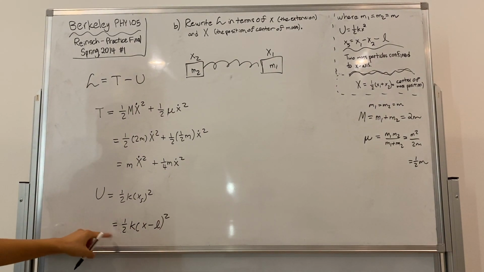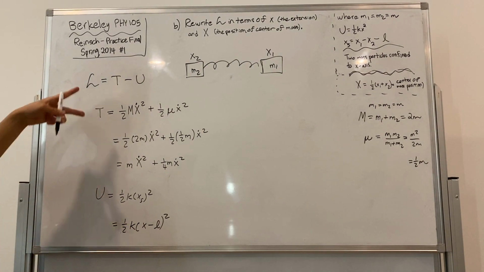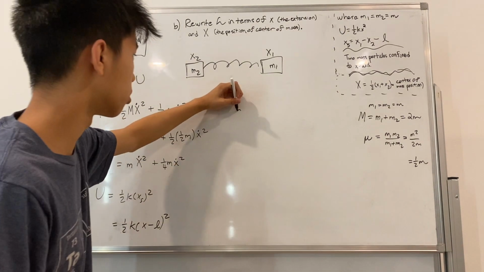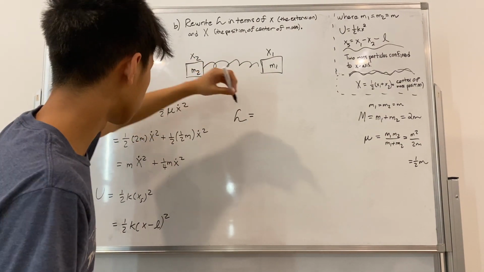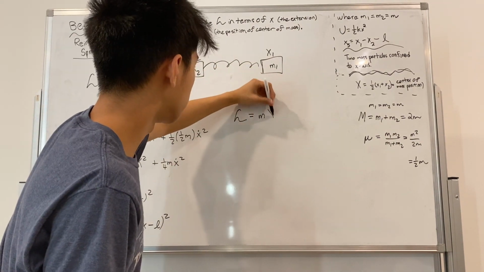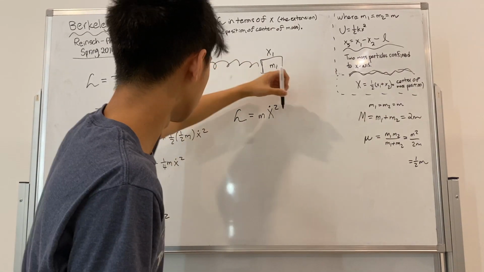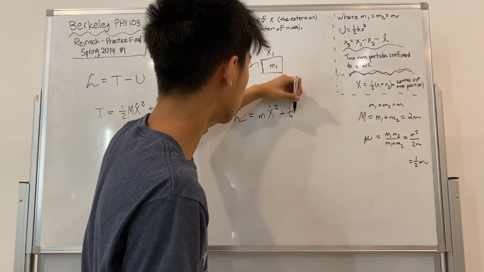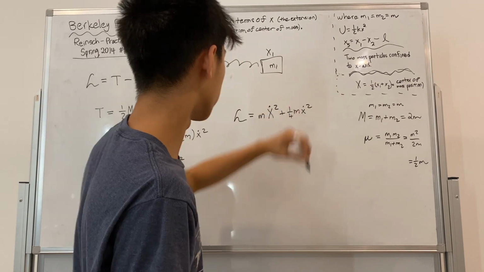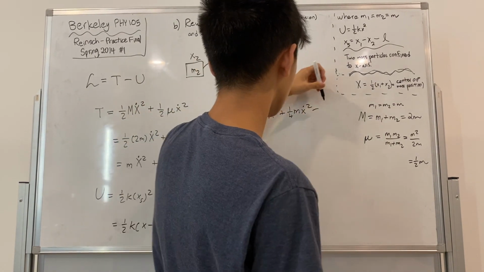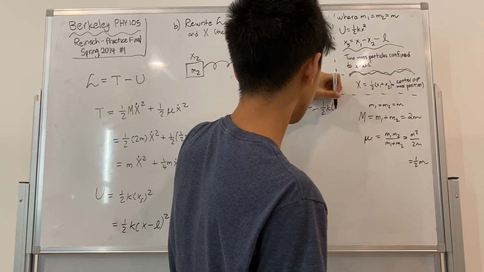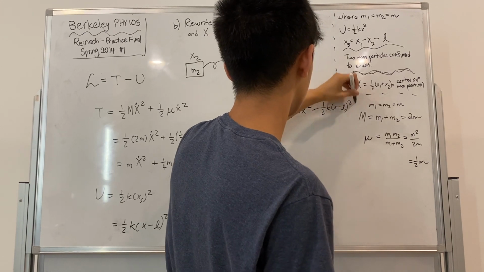So now we have everything in place to write the full Lagrangian. So our Lagrangian is going to be m big X prime squared plus 1/4 m little x prime squared minus 1/2 k (x minus L) squared.